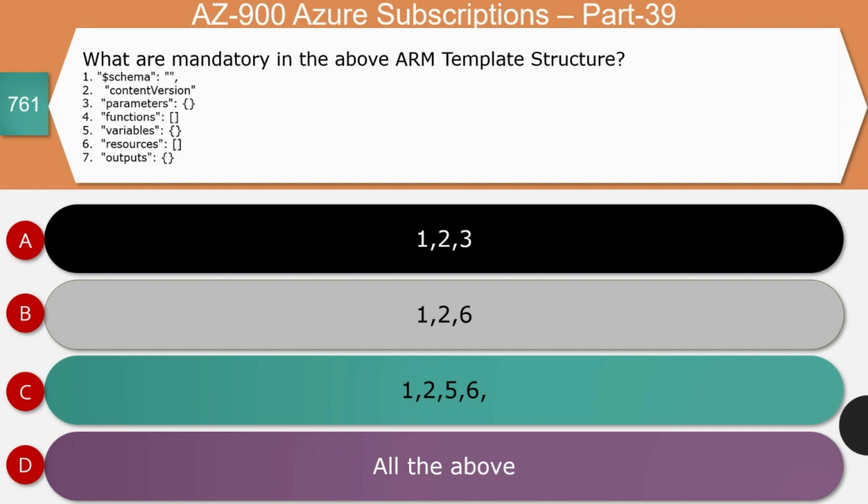Out of these seven, the right answer for this question is schema, which needs to be defined, content version, which needs to be specified in order to make sure that you are using the right version from your source control system, and the resources, where you are going to define the resources that need to be deployed. So these three are the mandatory sections as part of your ARM template.